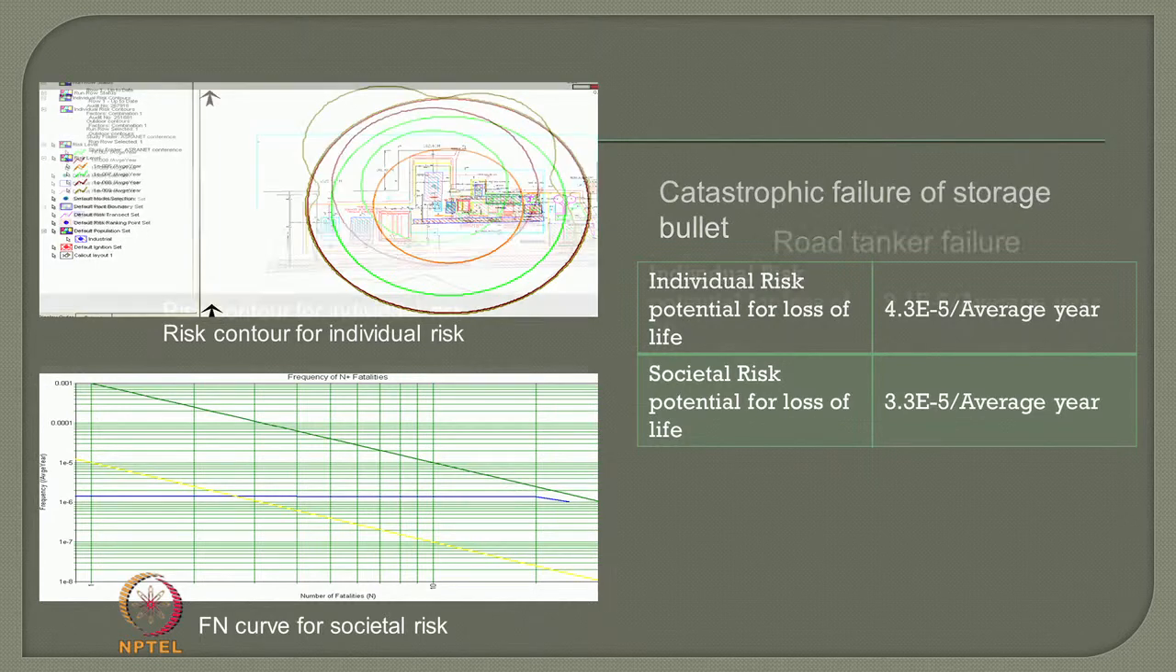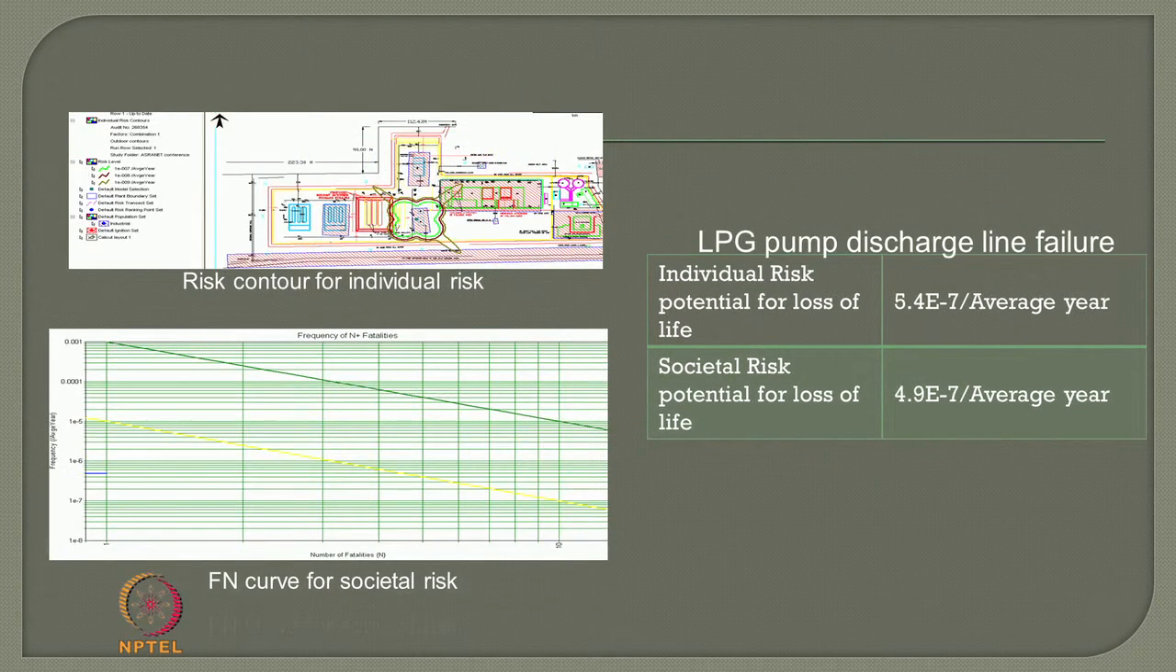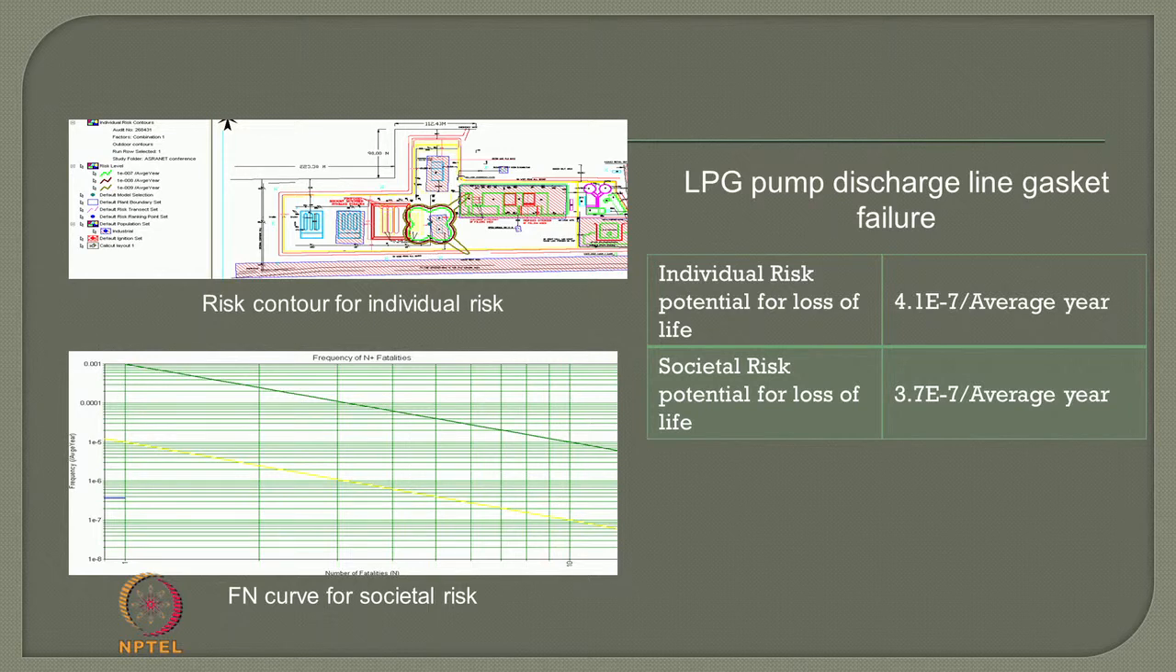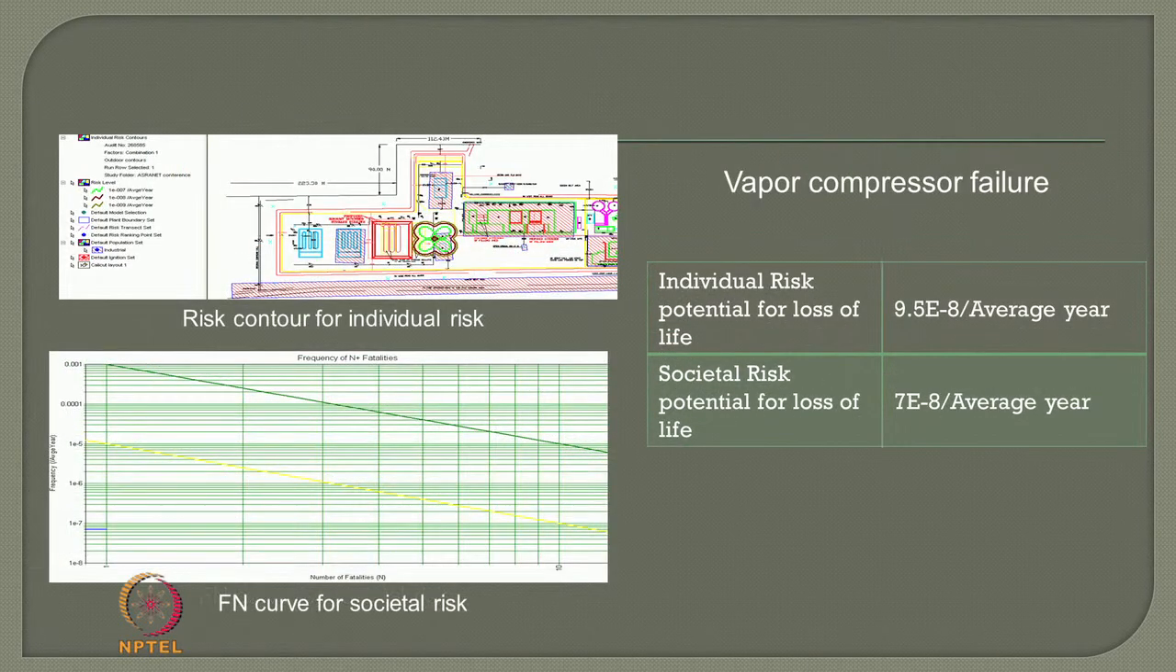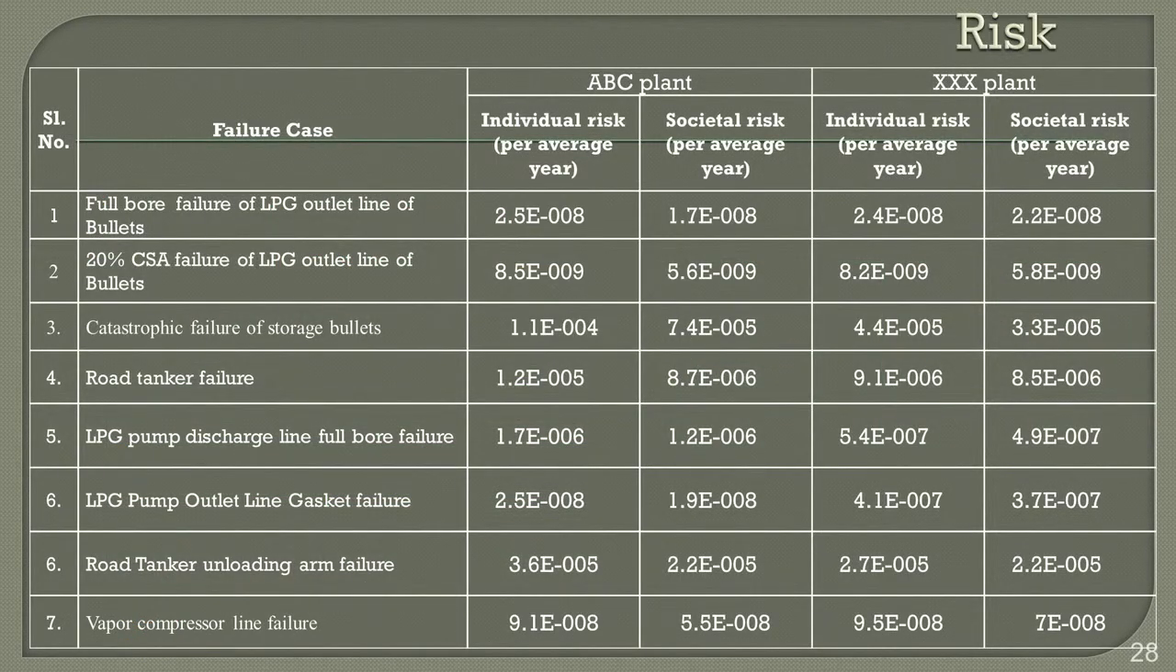Let us try to understand how this can be studied very easily using the software. Now, I will show you as a hands-on experience. Once I get this, I will be able to simply compile them for two different plant locations, and I will know what are those individual and societal risks for different failure cases which we have already seen as one of the envisaged consequences of this specific problem.